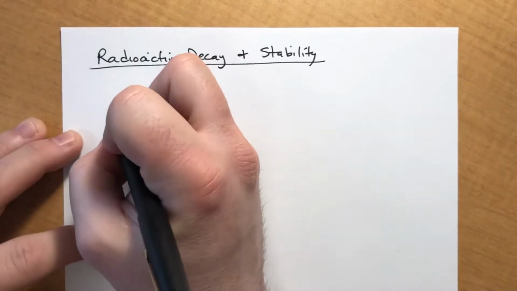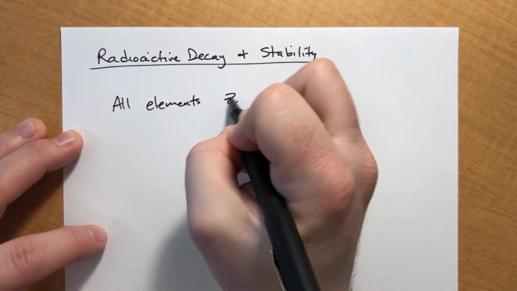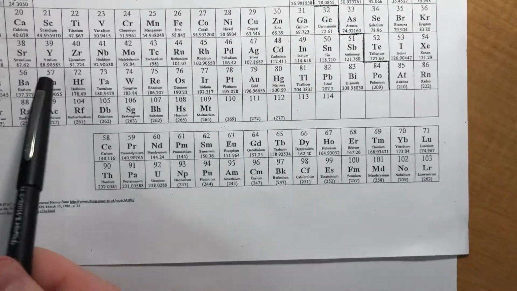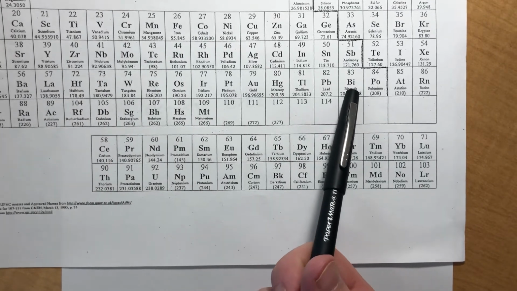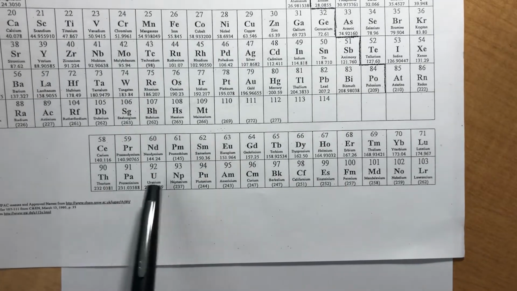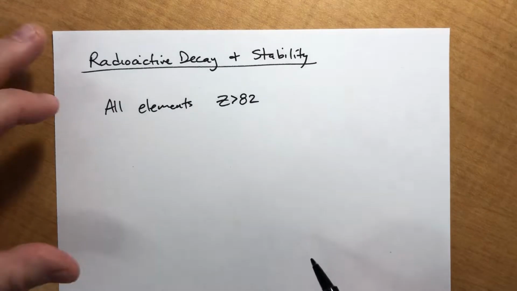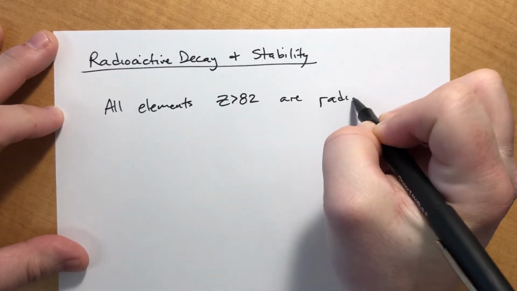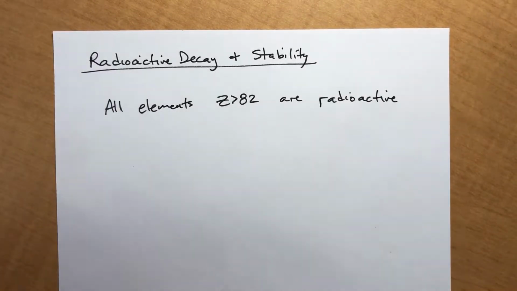It turns out that all elements with a Z value bigger than 82, what that means for us is, you're going along the periodic table. As soon as you hit 82, it's the last stable one. Anything above that, every single one of these with a number bigger than 82 is radioactive. Which means they're going to do one of those 5 types of radioactive decay.